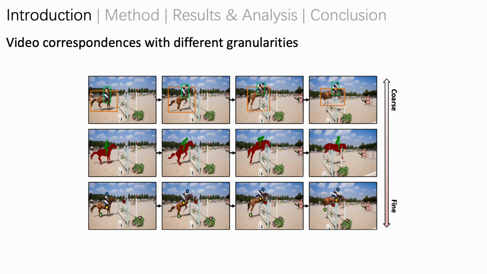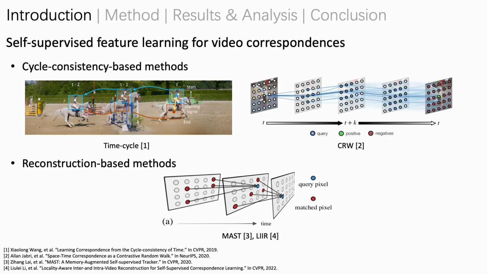One of the most fundamental problems in computer vision is learning visual correspondences across space and time, which can be divided into three categories according to the granularity, including object-wise, group-wise, and pixel-wise correspondences. Learning representations from videos is one approach to finding the correspondences. Researchers have been exploring different self-supervised methods for learning generalizable representations using unlabeled videos collected in the real world, including cycle consistency-based and reconstruction-based methods.